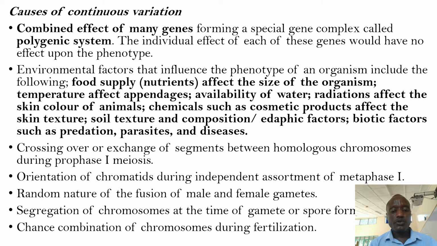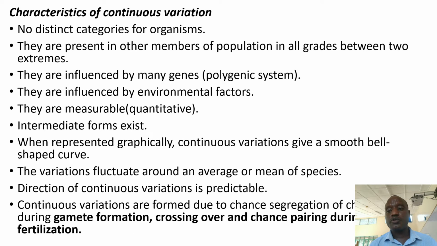Segregation of chromosomes at the time of gamete or spore formation, and chance combination of chromosomes during fertilization. All these are basically the causes of continuous variation.